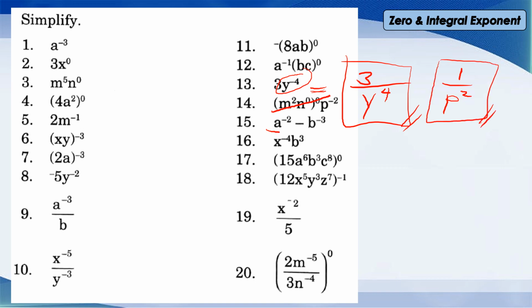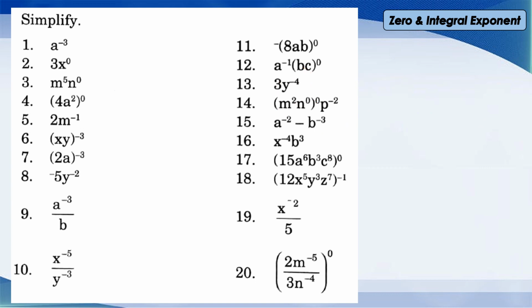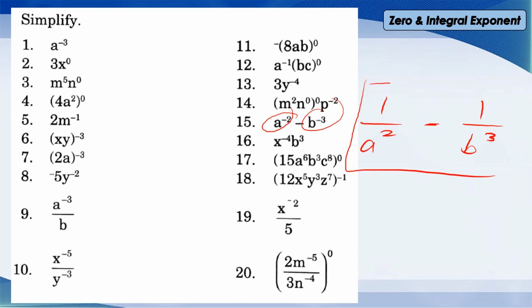Next, we have a squared minus b raised to negative 3. Kapag meron na siyang ganito, hindi natin siya ibababa mo lang siya. Ibig sabihin, magiging dalawang term na siya. Ito, saka ito. We have 1 over a raised to 2 minus 1 over b raised to 3. Pwede mo pa siyang i-simplify. Pero wag na muna. Dito muna tayo sa pagre-rewrite.